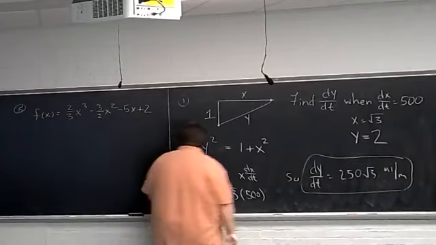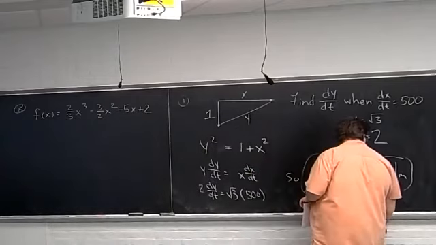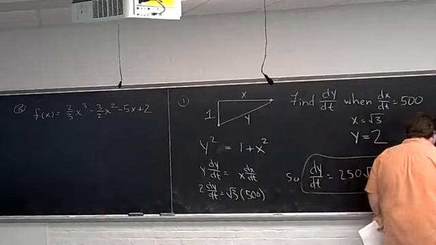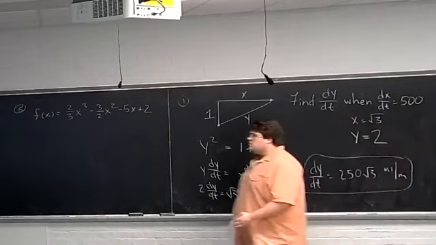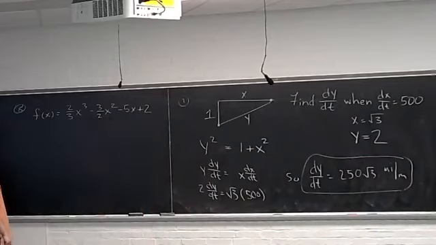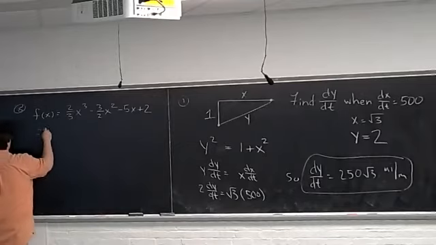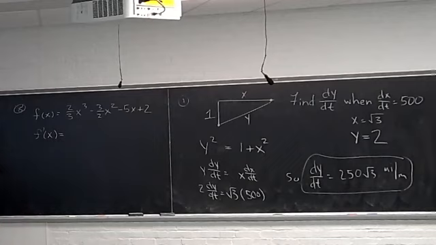Number 8, find the absolute maximum and absolute minimum of this function and where they occur on the interval 0 to 2. Well, the extreme value theorem will give us what we want. It tells us the absolute maximum and absolute minimum will occur either at an endpoint of 0 to 2 or at a critical point. Critical points are where the derivative is 0 or undefined. So let's find where the derivative is 0 and where it's undefined.